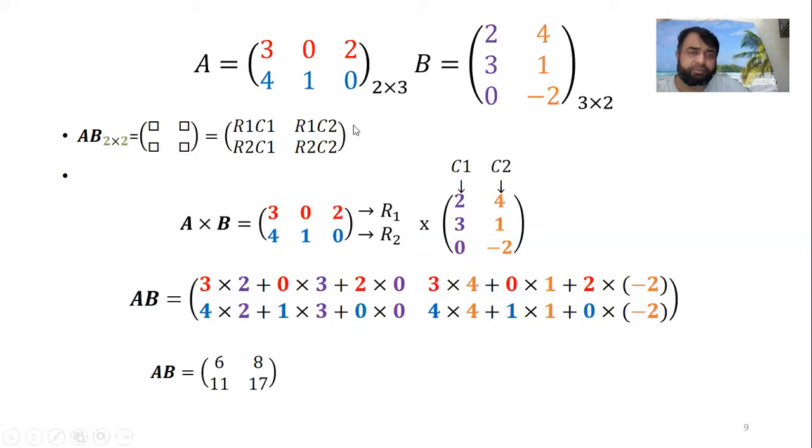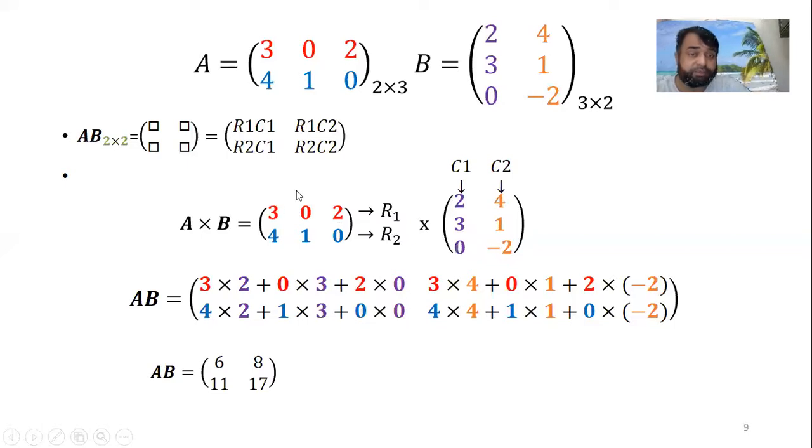So for the first element, row 1, column 1, I use row 1 and column 1. This is the way. Always remember the corresponding elements. The first element in row 1 of matrix A is 3, and the first element in column 1 of matrix B is 2, so 3 and 2 are multiplied. Then the second element of row 1 is 0 and the second element of column 1 is 3, and they are multiplied. The third element of row 1 is 2 and the third element of column 1 is 0, so they are multiplied.